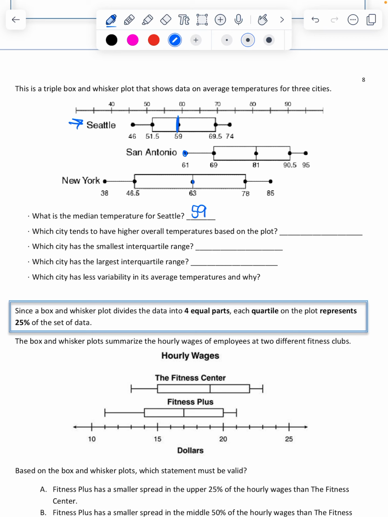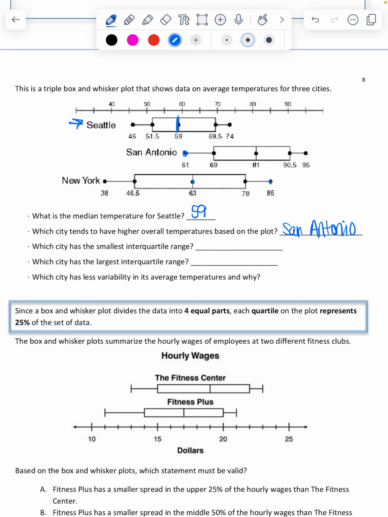New York has a high of 85 here, which is kind of similar to some of the data values in San Antonio. But if we're looking at the percents, 50% of the time, San Antonio is 81 degrees or more. So that's not the case in Seattle. That's not the case in New York. So based on that, I would say San Antonio. Of course, they also do have the highest maximum, and they have the highest minimum as well.